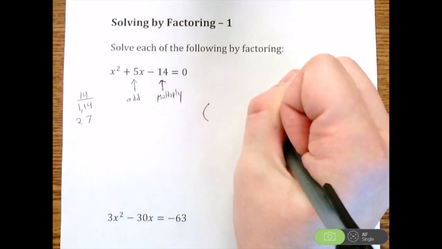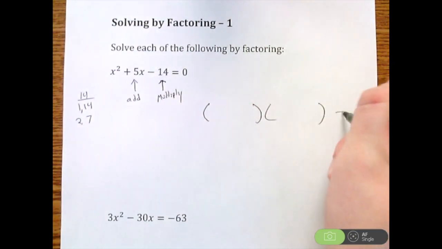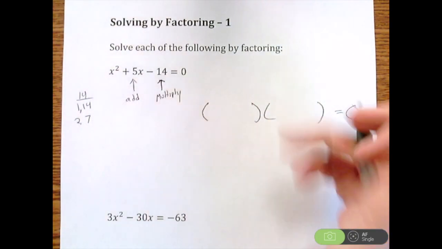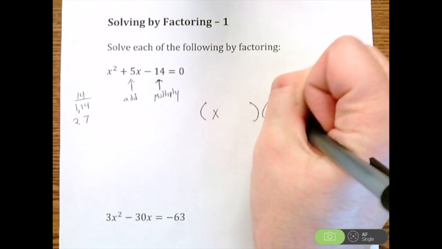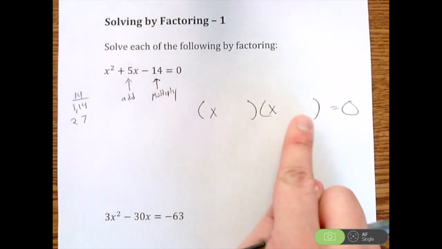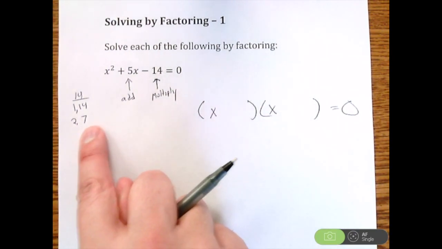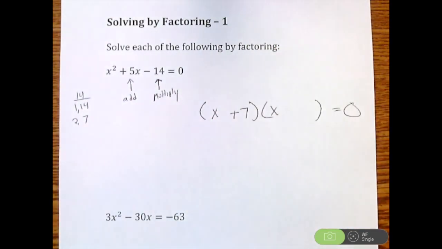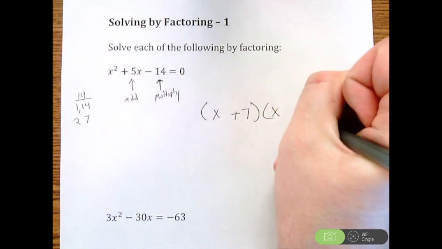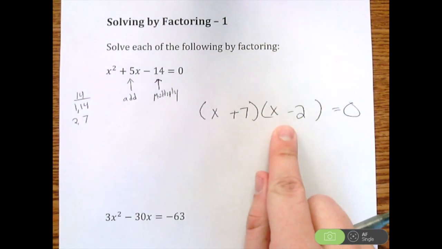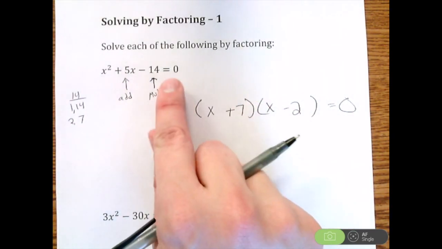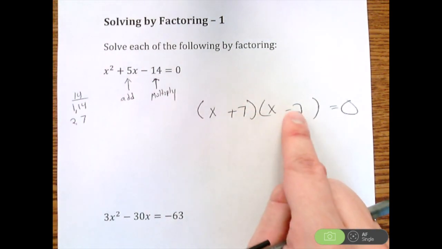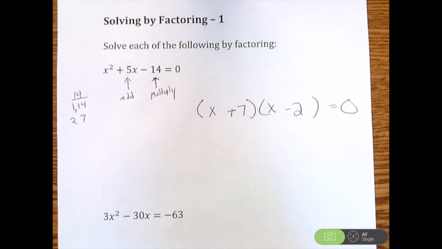And how we write our factors again is going to have two sets. We're still equal to 0. I'm going to have x and x leading off, and I'm going to put my numbers right there. So I'm thinking 2 and 7. To get 5, I'm going to need a positive 7, so I'm going to put a plus 7, and a negative 2, which would be minus 2, because 7 times negative 2 is negative 14. 7 minus 2 is 5, so it works out.